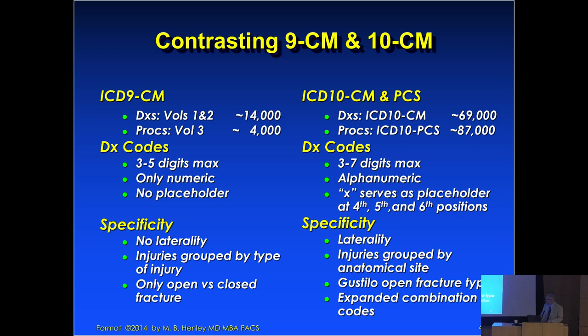Fractures, for example, or injuries were only classified as open or closed, whereas now they require documentation for the Gustilo type of open injury. Type 1 and 2 are grouped together, then type 3, A, B, and C, and then closed. And there are expanded combination codes, and I'll explain that.